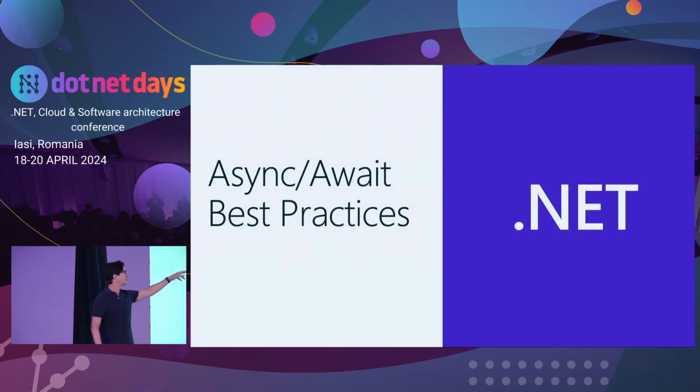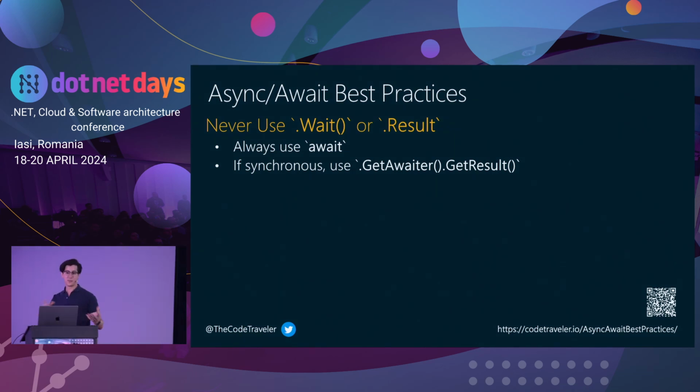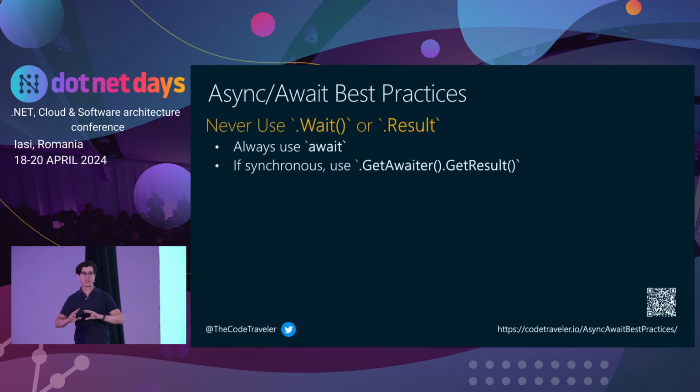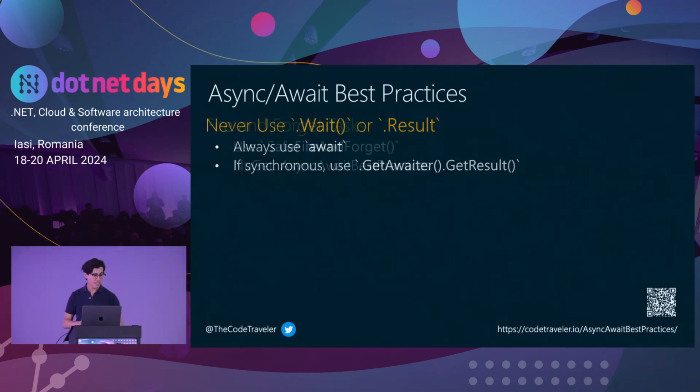Okay, so let's review all those awesome async await best practices. The first one, again: don't use .Wait, don't use .Result. We should always be using the await keyword nowadays. But if for some reason you have to write synchronous code, because maybe you're implementing an old API or an old interface, then what you want to use is GetAwaiter().GetResult(), because you'll get a better exception if and when that task does throw an exception. You'll get your exception instead of a System.AggregateException that hides your exception inside of it.